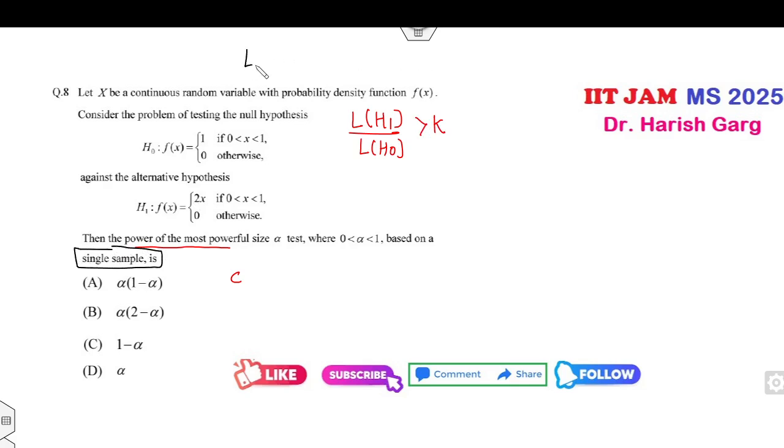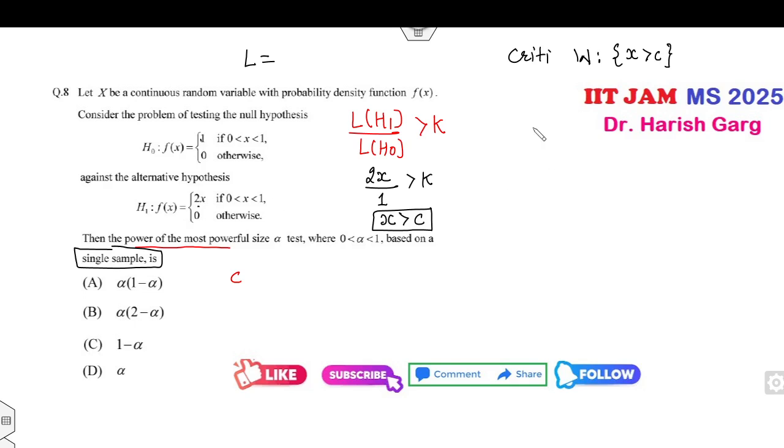तो सिंगल सैंपल में लाइक्लीहुड तो सेम ही हो जाएगा. So that will be my 2x divided by 1 is greater than K. So that means x is greater than K by 2. I call this C. So your critical region, I call it W, which is my x greater than C.